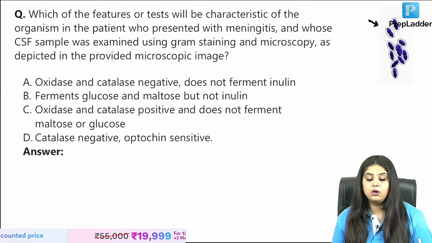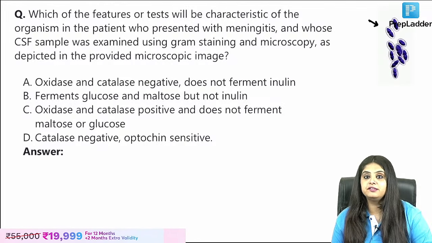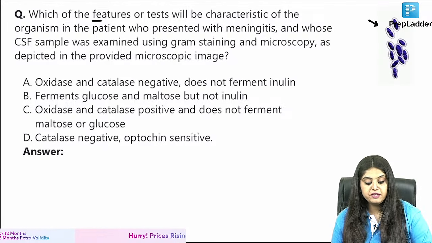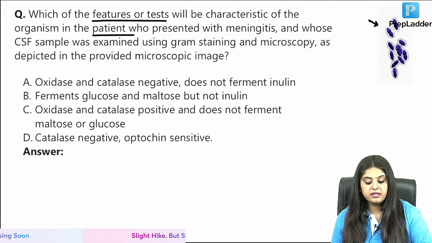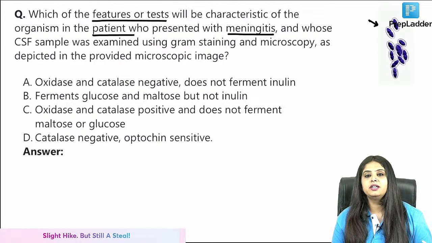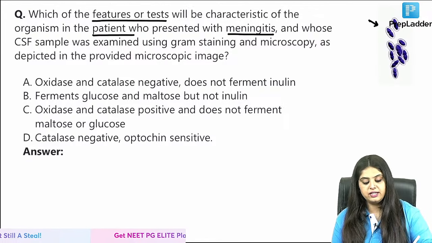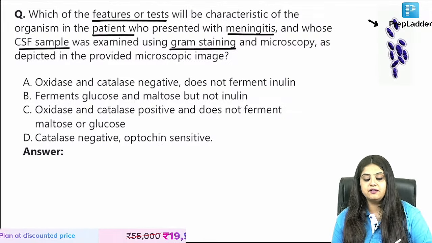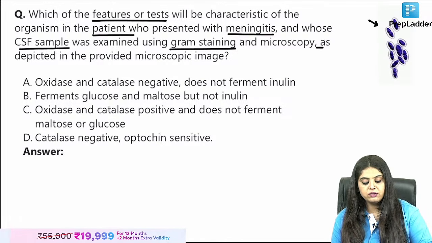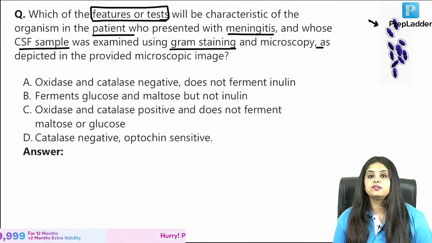Photo will help you a lot. Now coming to, we will talk about all these antigens also. Which is the feature or the test that will be characteristic of the organism in the patient who presented with meningitis? I told you, either vomiting or diarrhea or meningitis. Three things will run today. CSF sample was examined using gram staining and the photo has been given. And you have to tell me what are the features or the tests that will be characteristic over here.